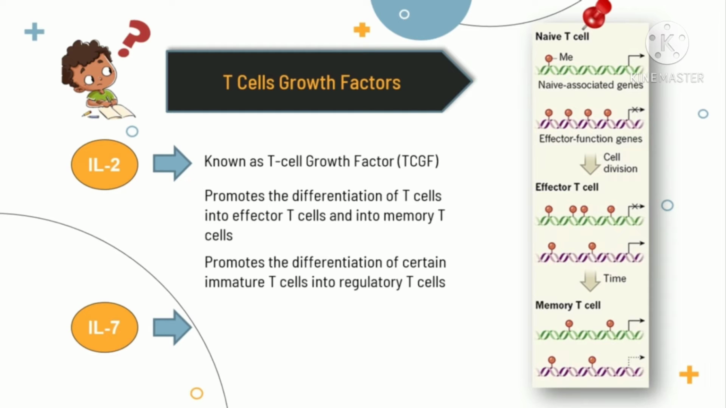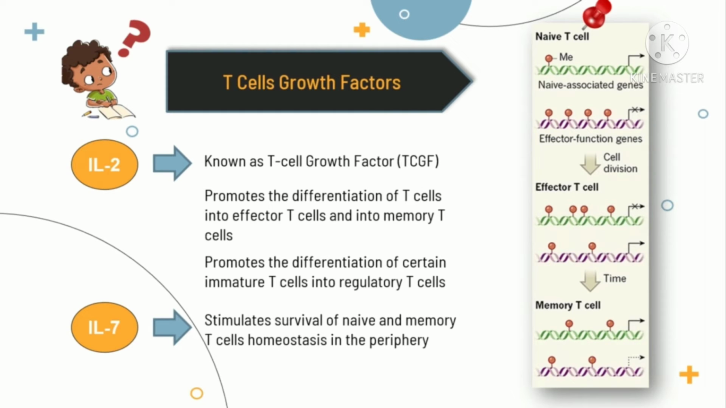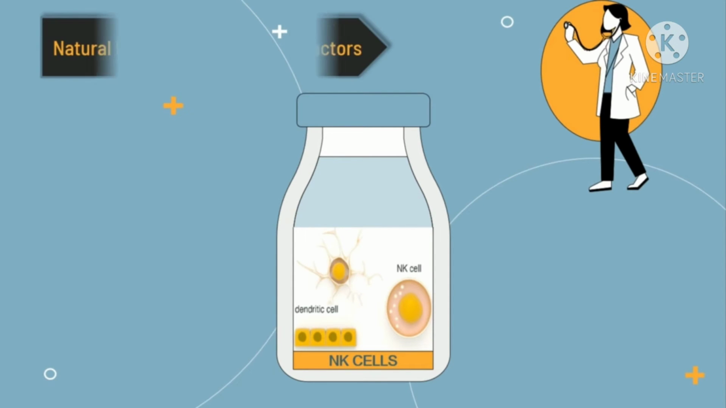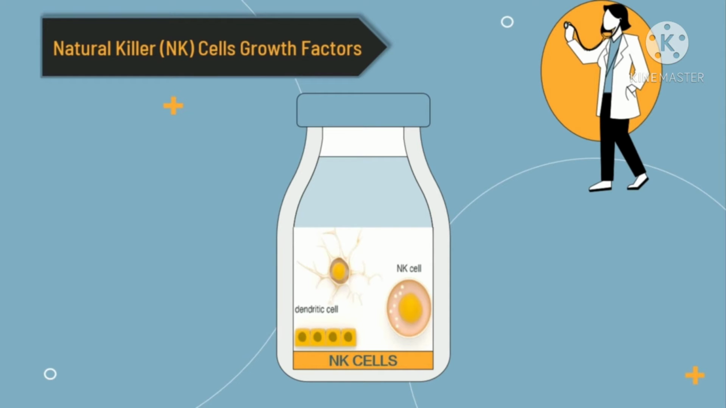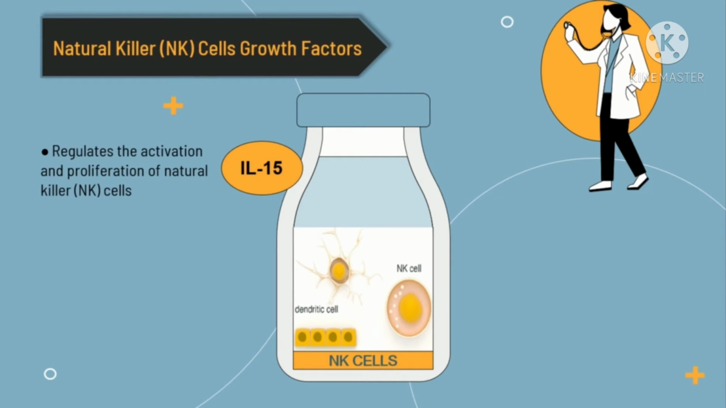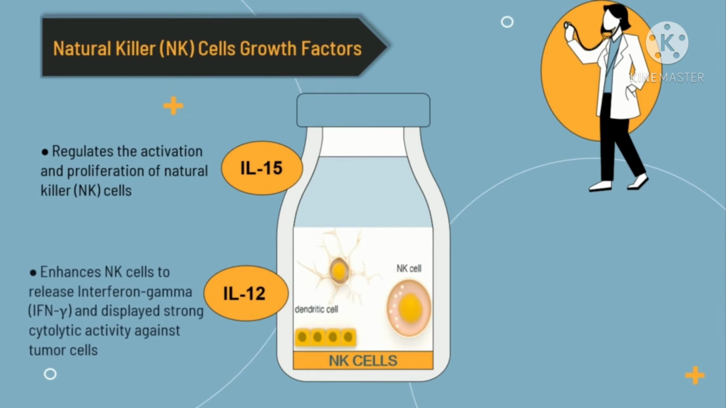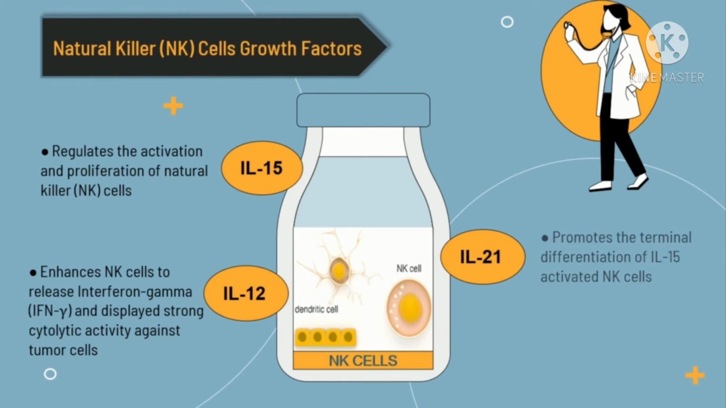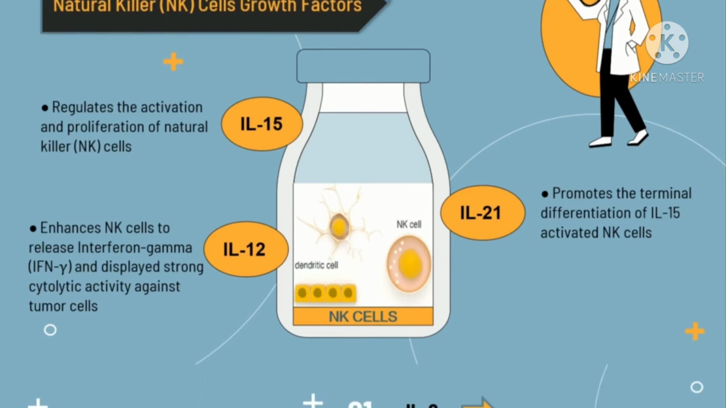The second T cell growth factor is interleukin-7, which stimulates the survival of naive and memory T cells and their homeostasis in the periphery. Next, for natural killer cell or NK cell growth factors, interleukin-15 acts as a crucial element to regulate the activation and proliferation of natural killer cells. Besides, interleukin-12 enhances NK cells to release interferon gamma and display strong cytolytic activity against tumor cells or immature dendritic cells. Interleukin-21 also assists in promoting the terminal differentiation of interleukin-15 activated NK cells.